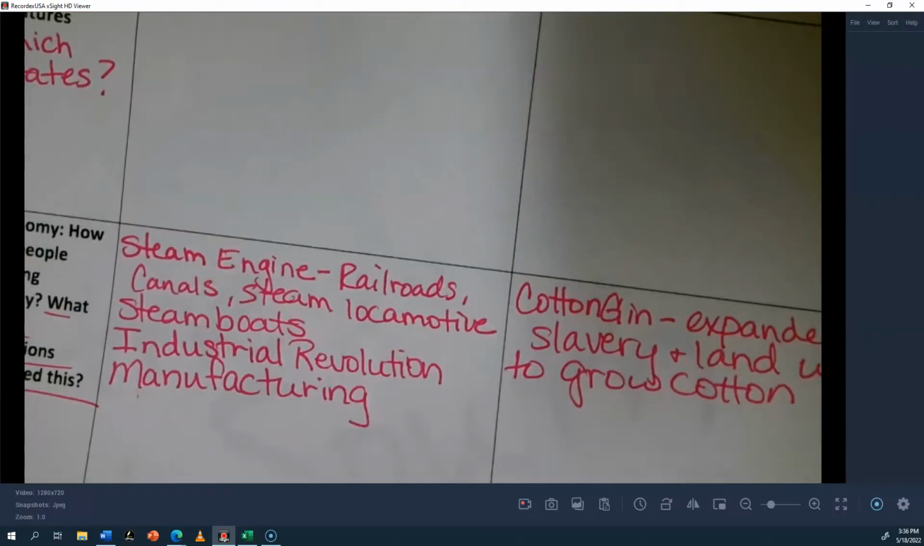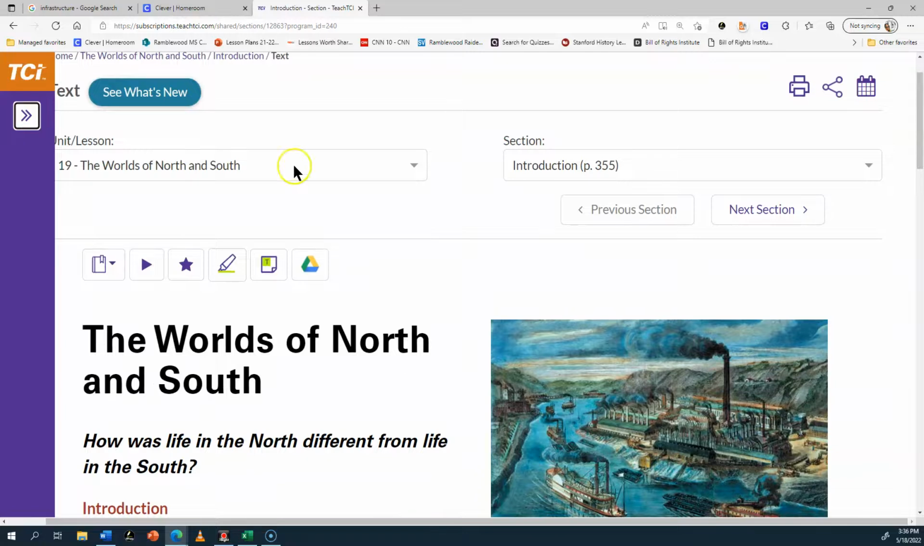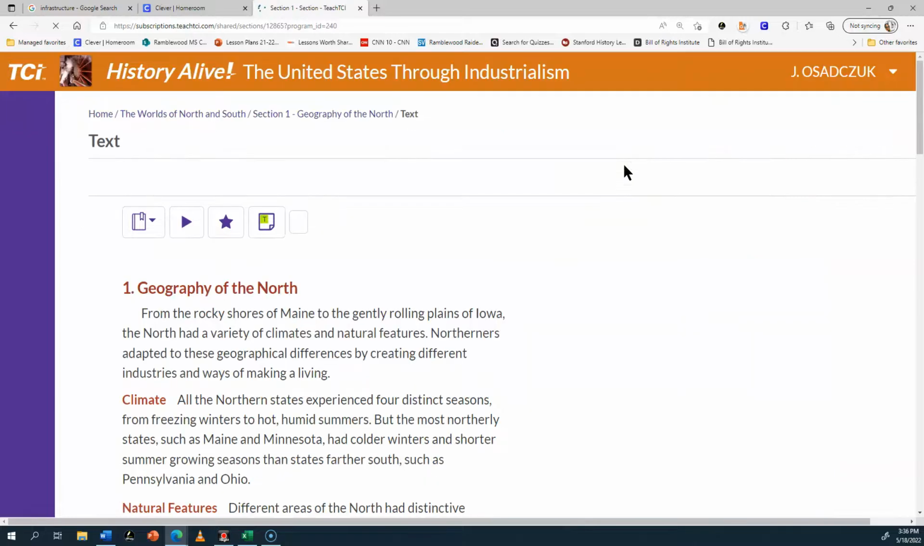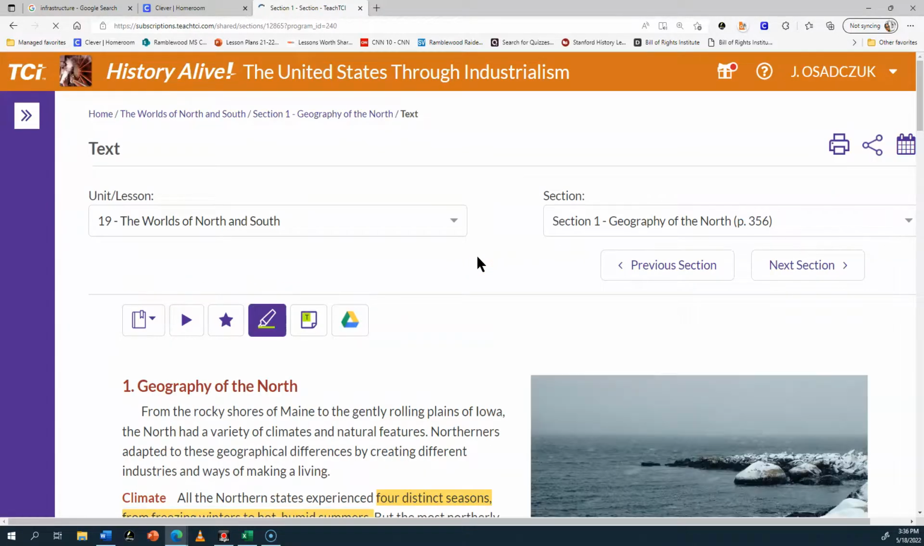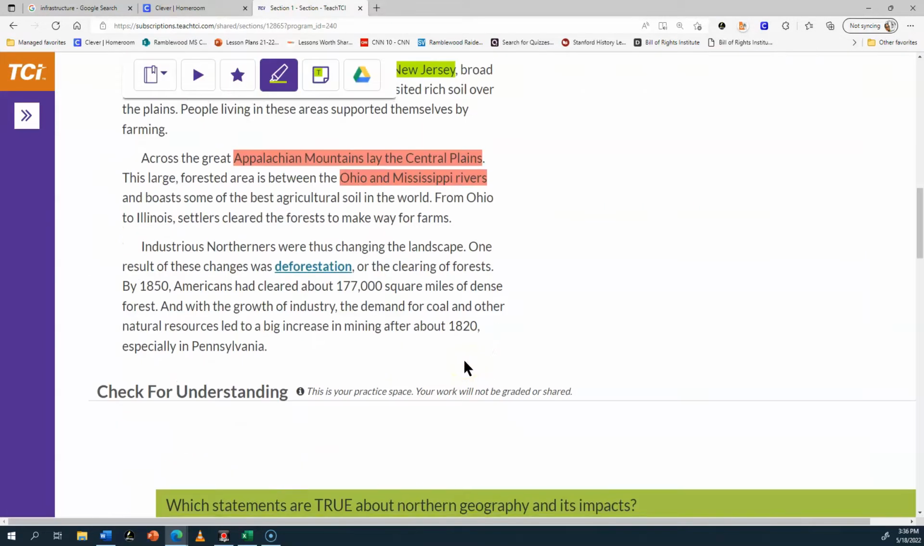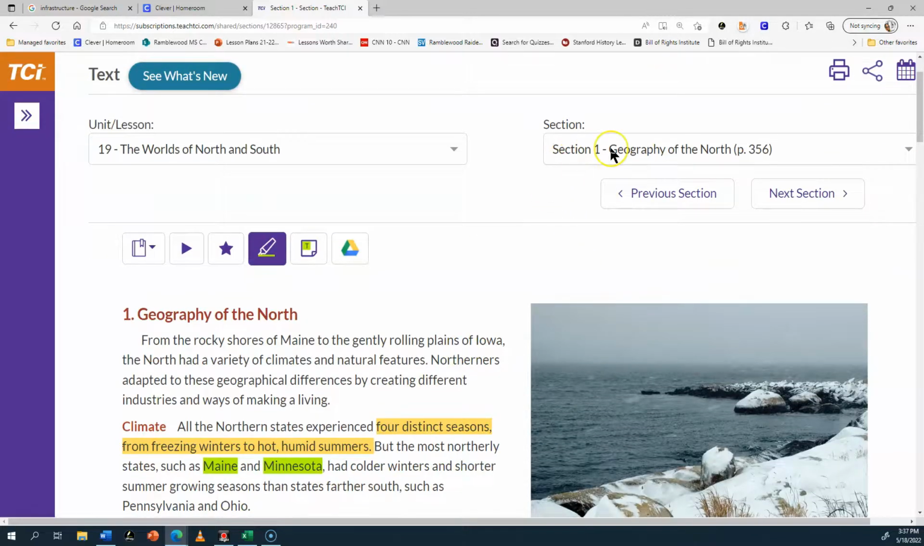Okay, now, if you want, for the rest of the period, you can work together and you can go through this. You're going to go on to TCI, lesson 19, and then when you go on to section 1, it shows the geography. Hey, can I ask you one more question? Where are you going to find the names of the states that are in the north and the names of the states that are in the south? It's not going to show it in the geography.